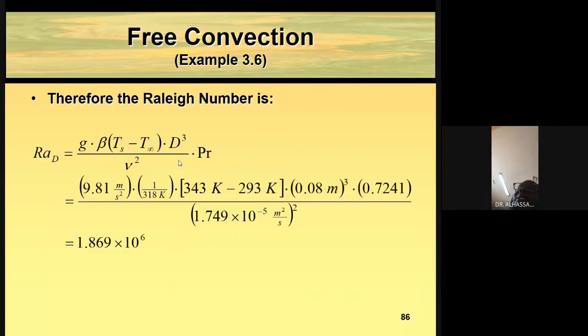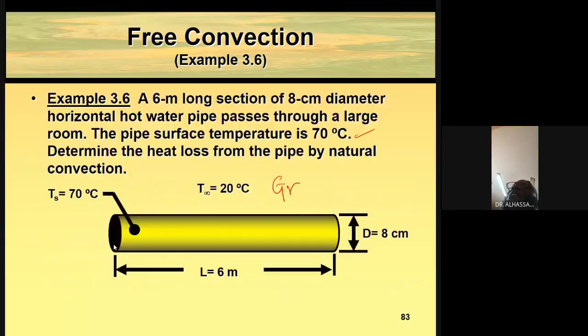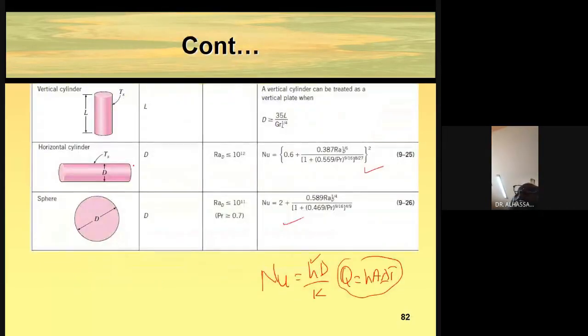So now the Rayleigh number is this. Based on this Rayleigh number, we are going to select. So for a cylinder, you see this is a horizontal cylinder. Our Rayleigh number is about 1.86 times 10 raised to the power 6, which is a value less than or equal to this limit. So it satisfies this condition. Hence, we can use this equation to determine the Nusselt number.